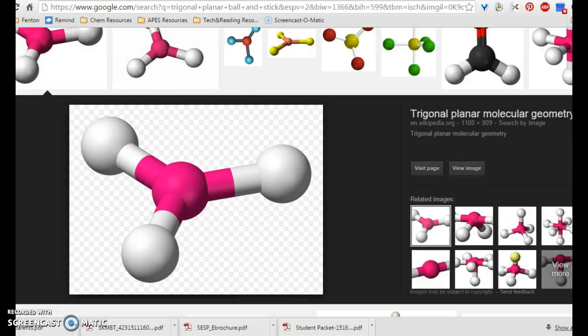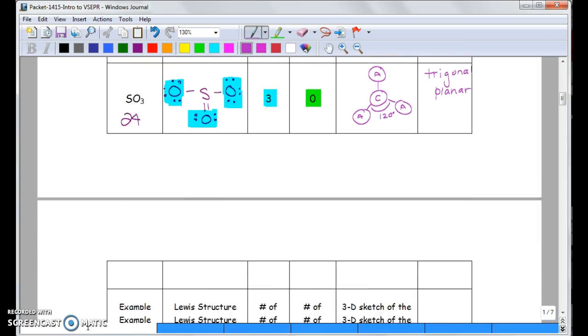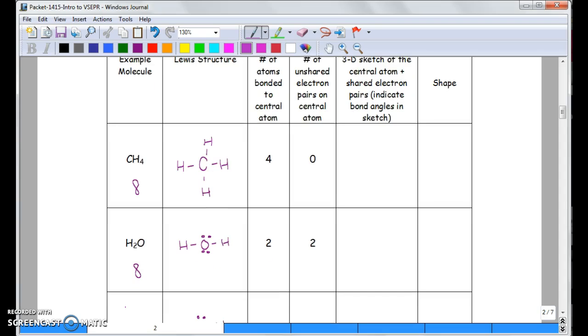And that structure is going to look like this, where if you were to connect the dots between the three bonded atoms, you would get a triangle, hence trigonal planar. If you flip the page, you will take a look at our next Lewis structure, which is of methane, or CH4. This structure is going to have 4 bonded atoms. And again, we're looking at 0 unshared electron pairs.